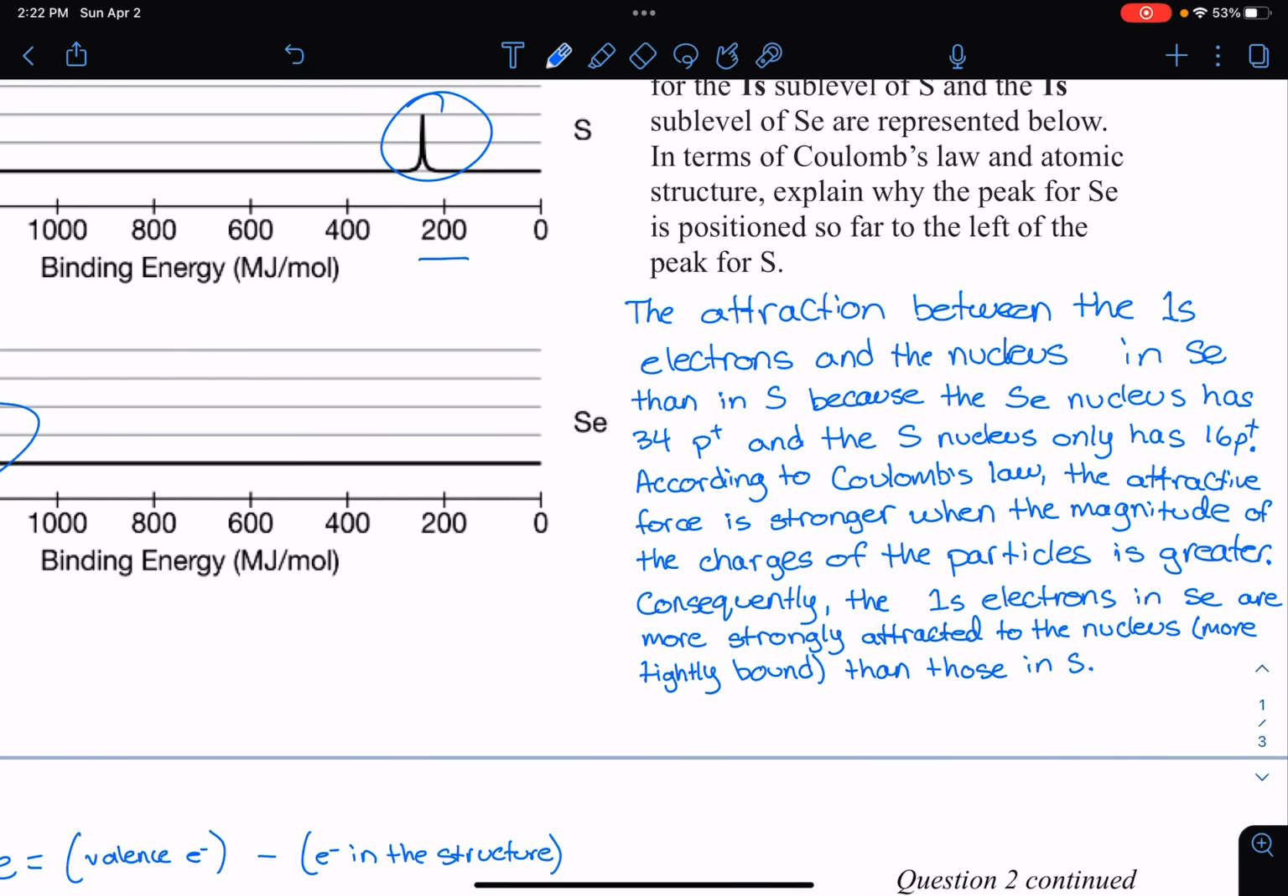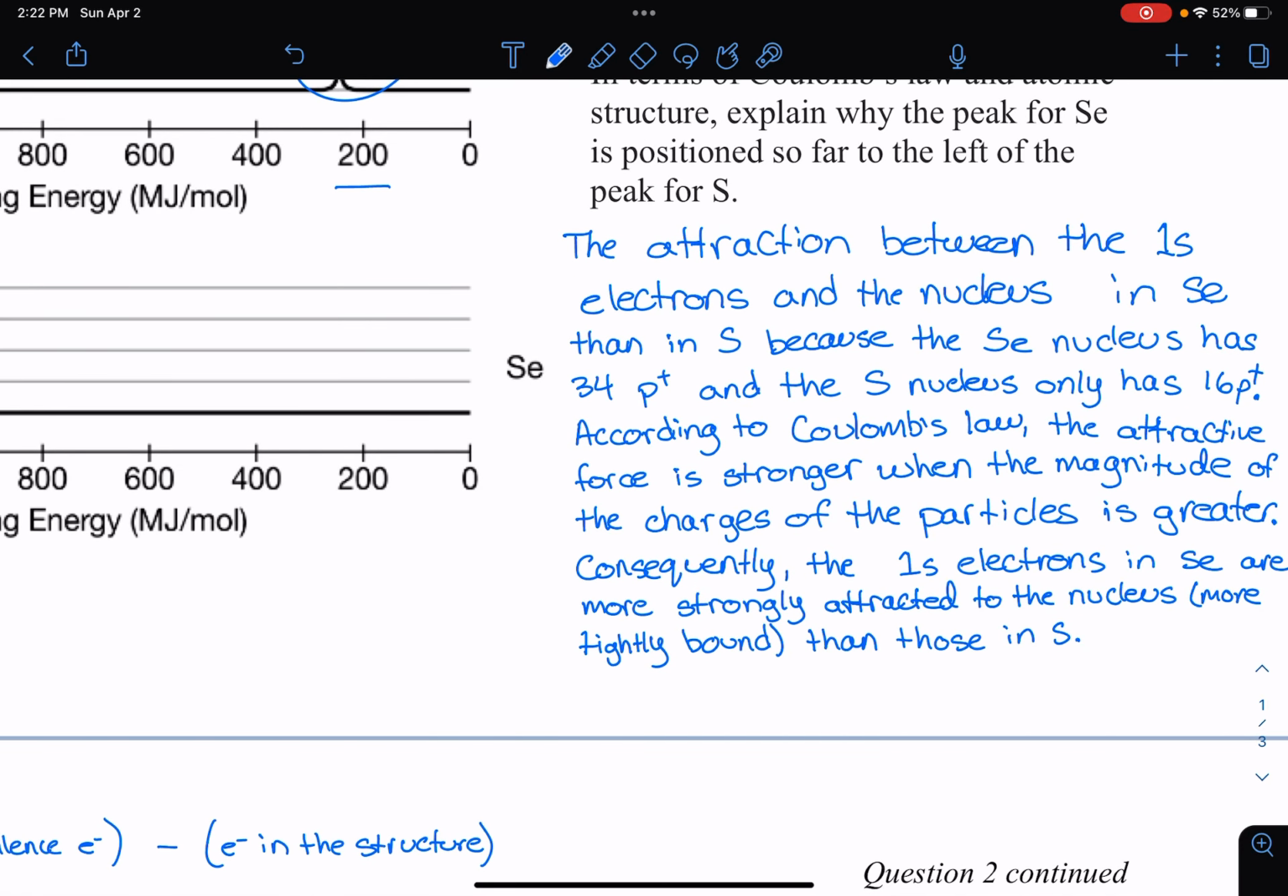The attraction between the 1s electrons and the nucleus in selenium is, I don't think I wrote that. I think I missed out a couple of words there. In selenium is much greater than in sulfur because the selenium nucleus has 34 protons and the sulfur nucleus only has 16 protons. So according to Coulomb's law, the attractive force is stronger when the magnitude of the charge of the particles is greater. Remember, Coulomb's law is something like this. You've got force is equal to charge over distance.